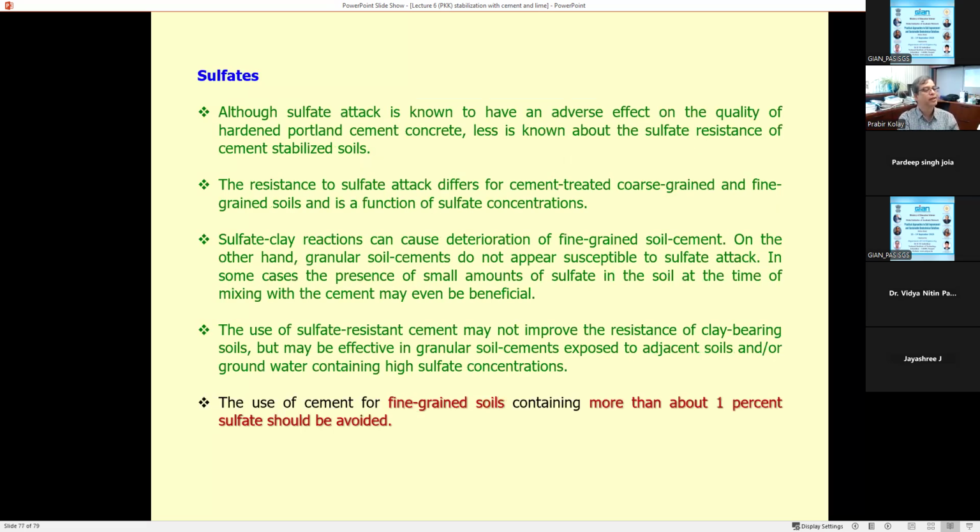For the sulfate, sometimes because of ettringite formation, there is some problem. The sulfate-clay reaction causes deterioration of the fine-grained soil because of the ettringite. So we need to test that clay soil first, to see how much is the maximum sulfate content. The use of cement in fine-grained soil that contains more than 1% sulfate should be avoided. So if the sulfate content is below some ppm level, it is fine. If more than 1% sulfate is there, then don't use cement. Okay.